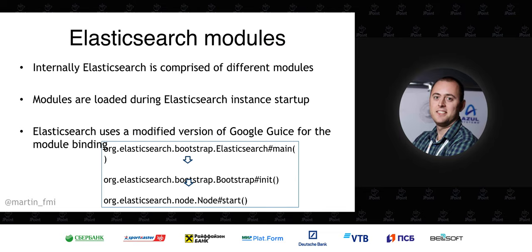Internally, the implementation of Elasticsearch is comprised of different modules, and modules are defined in terms of the Google Guice framework. Elasticsearch is standing on a custom version of Google Guice for loading the different kinds of modules that it uses. All of those modules are loaded when the Elasticsearch server instance starts up. This modularization of the code base provides the possibility for Elasticsearch to offer that high number of capabilities in a relatively isolated and independent manner.